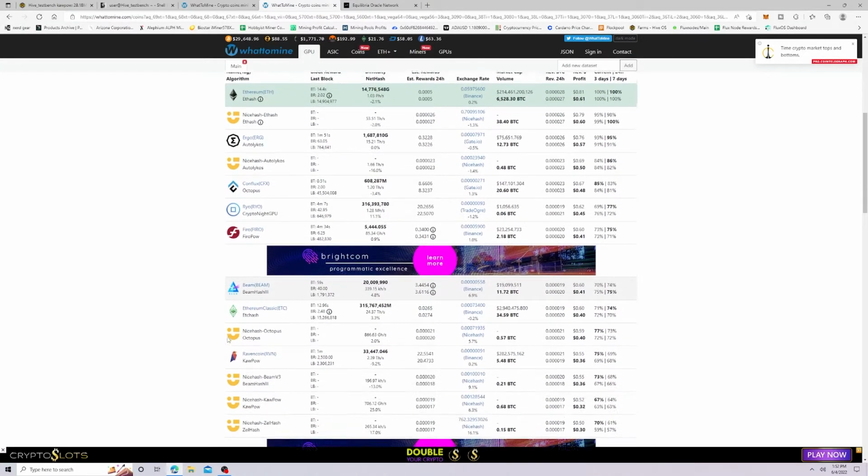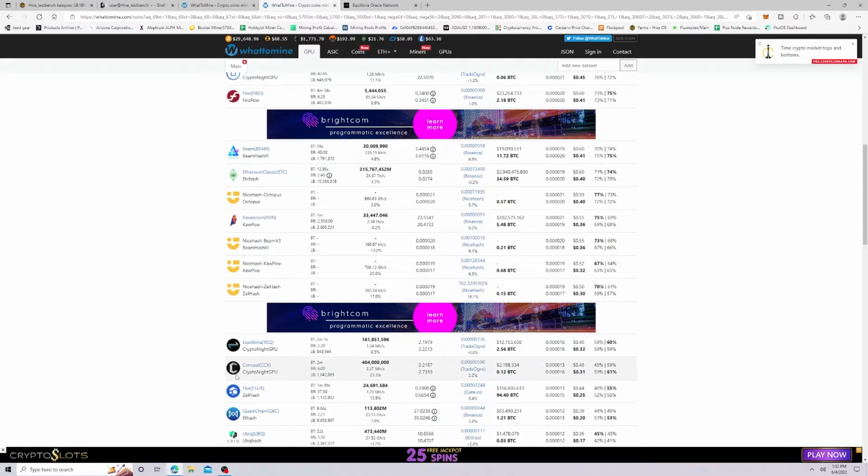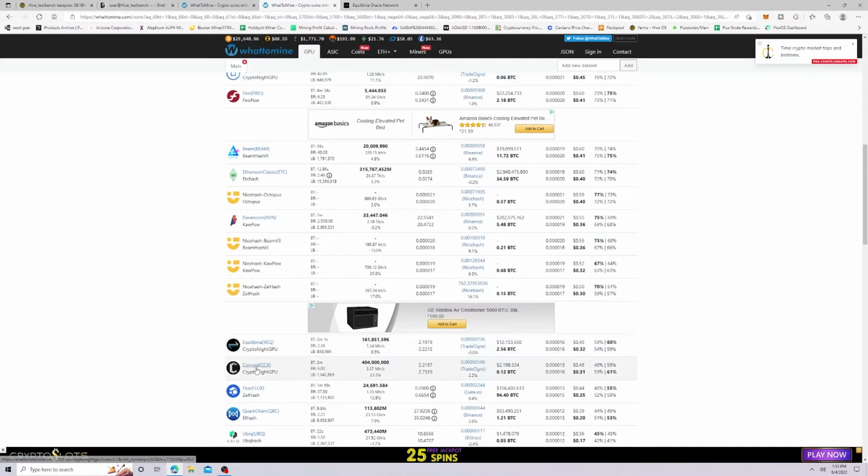Let's go a little further down the list. And here we go. We actually have Equilibria and Conceal above Flux. Flux would make you 44 cents a day, and you would profit 21, while Equilibria and Conceal will both yield you more than Flux. So you will yield 48 cents in revenue, and then your profit would be 32, and 48 cents again on Conceal, and then profit would be 31 cents. So only a penny difference.